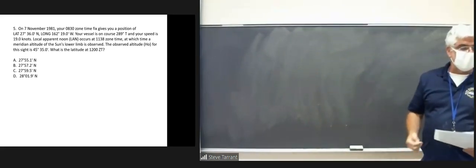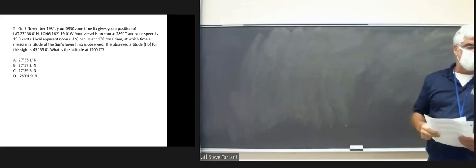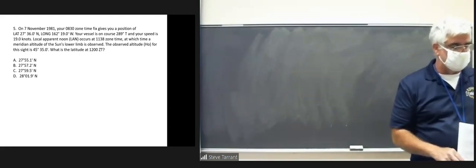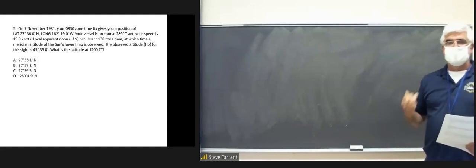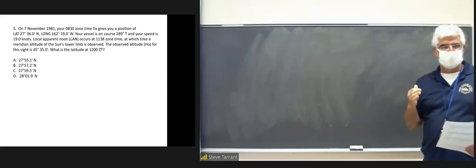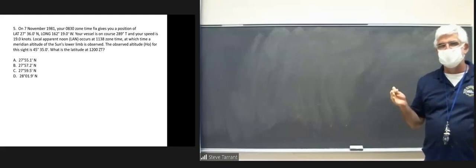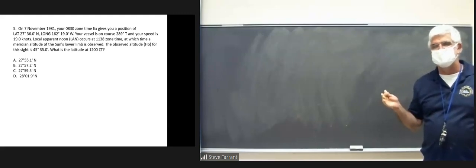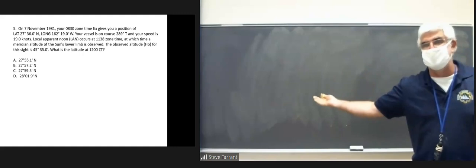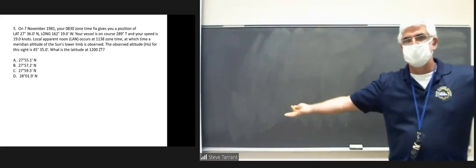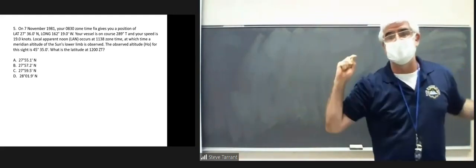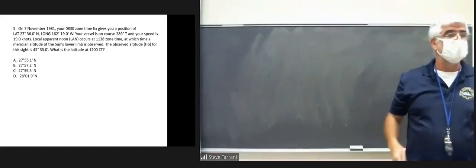It's November 7th, 1981, and your 8:30 zone time gives you a position of latitude 27, 36 north. What's your latitude here? North. It's November. It's winter. Where's the sun? What hemisphere is the sun? So what's the formula going to be? You're in the north, body's in the south. It's contrary. How many formulas are there for contrary? One. So you already know what the formula is. What's the formula?